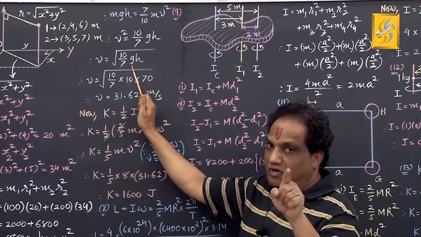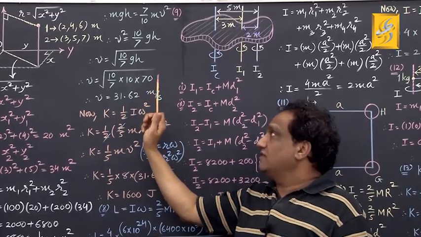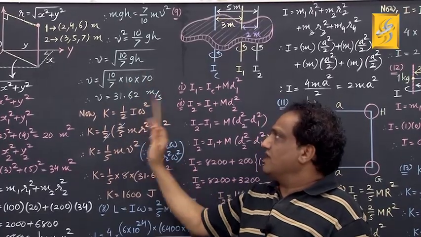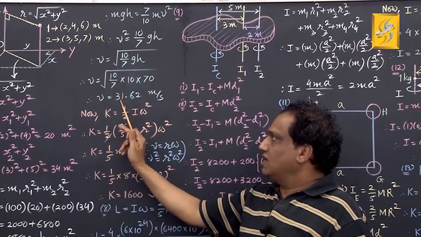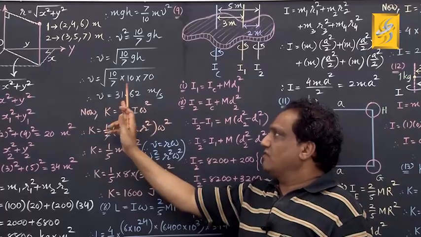What about the value of g? You are given in the statement 10 meter per second square. The height of the slope they have given is 70 meter. Simplify. The answer is v equals 31.62 meter per second.